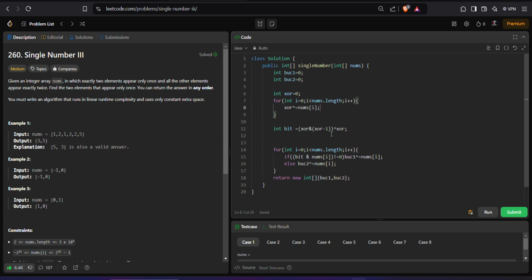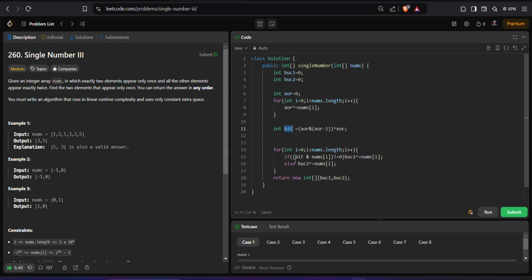So here I am storing the XOR of all the numbers in the XOR variable, and now XOR and XOR minus 1 will clear the rightmost bit, and XORing it with the original XOR would return a number where all the bits are 0 except that one particular bit that is different in both the numbers, right? So here we are getting the rightmost bit that is different in both the numbers. And we will iterate our nums array one more time to check whether this bit is set or not for all the numbers.